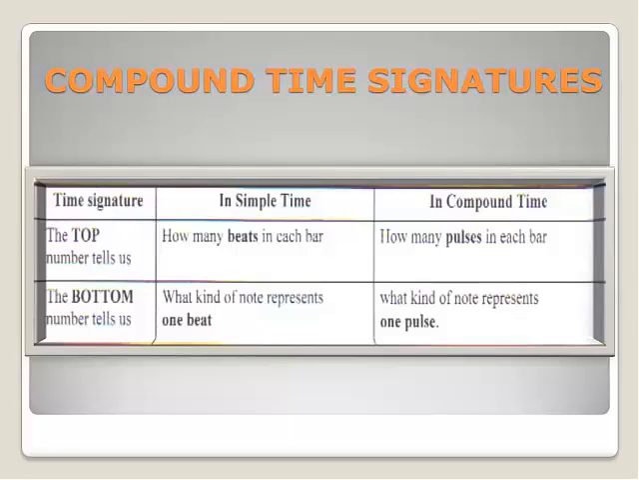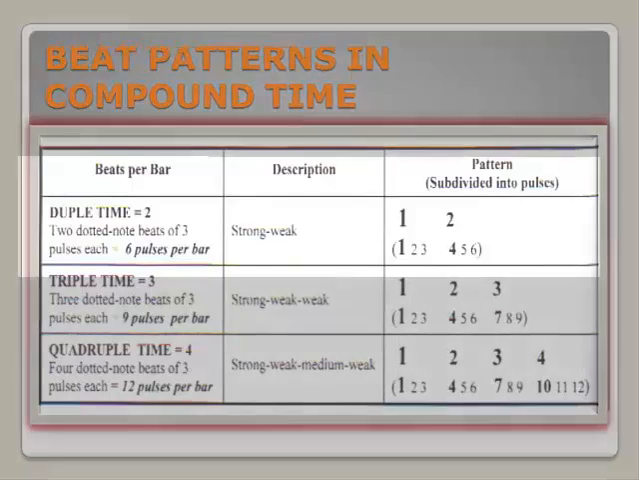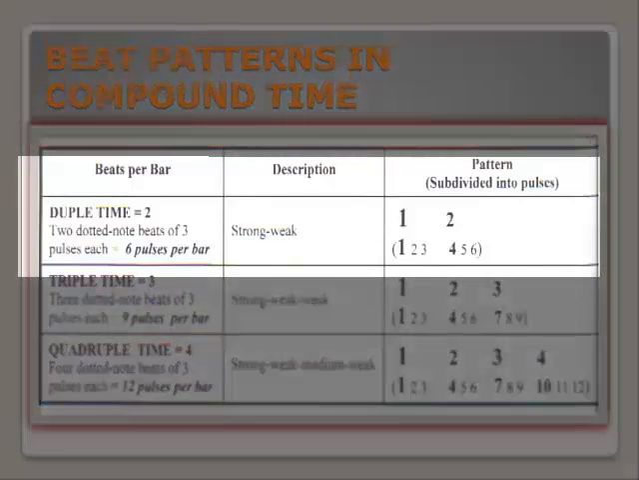Does this seem a little confusing? It can be. However, when you understand it, you will really get it. Do you remember in simple duple time we had 2 beats, strong, weak, strong, weak? In compound duple time we have 2 unit beats, strong, weak. However, these unit beats are always dotted notes.